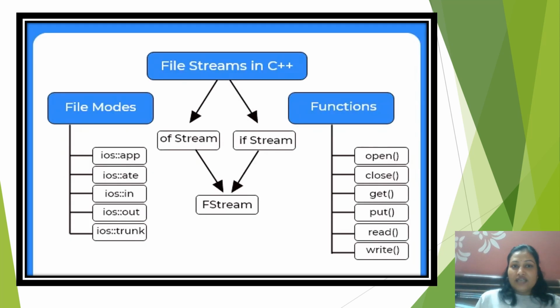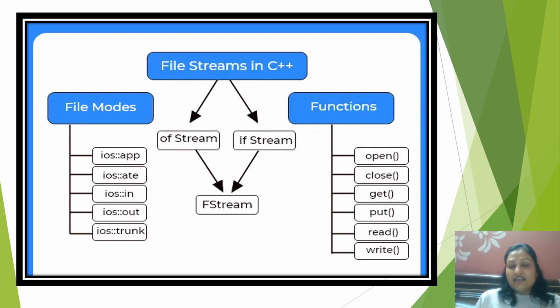The next slide is showing the diagram of file streams in C++. ofstream is again for creating and for writing some information to a file. ifstream is for reading a file, and fstream for reading as well as for writing a file. On the left hand side, the file modes are shown. We can open a file in app mode, ate mode, in mode, out mode, and finally trunc mode. These modes we will discuss in the next slide.